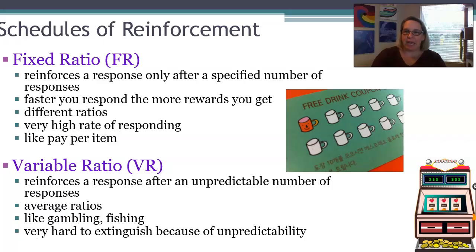Examples are gambling and fishing. You're going to keep doing the behavior because you never know when you're going to get that big payout. Again, super difficult to acquire the learning, but hard to extinguish because of the unpredictability. You might think, I'm going to stop putting money into the slot machine because it hasn't paid out in a while. But then you think, but what if it's the next one? So you put money in again. So you keep doing it. It's hard to get rid of that behavior because you just never know. What if it's coming up soon? What if it's my chance? What if it's my turn?